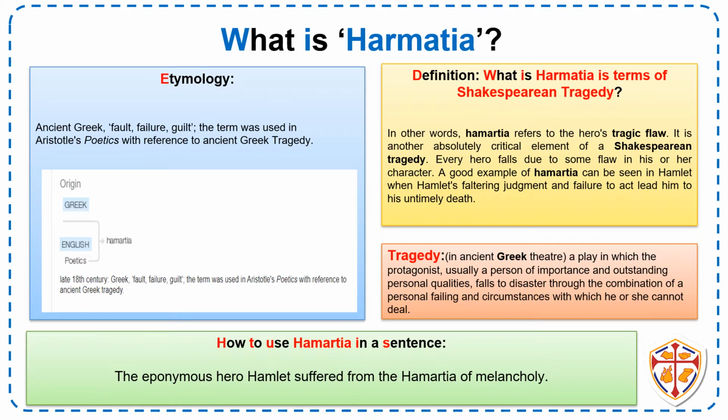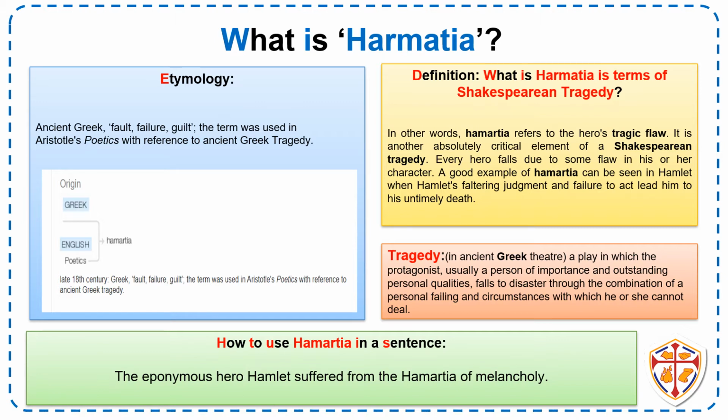The term Hamartia comes from the ancient Greek, meaning fault, failure, or guilt. And the term was used in Aristotle's Poetics with reference to ancient Greek tragedy. And the definition of Hamartia is that it refers to, in Shakespeare's terms, a hero's tragic flaw.